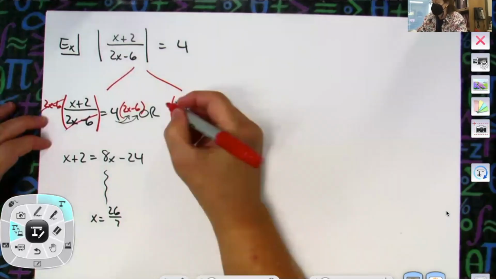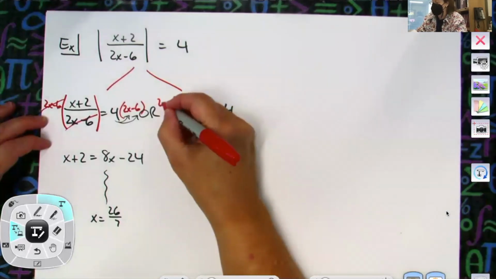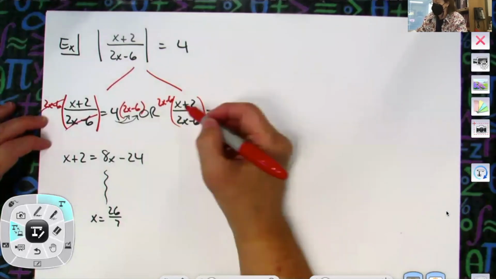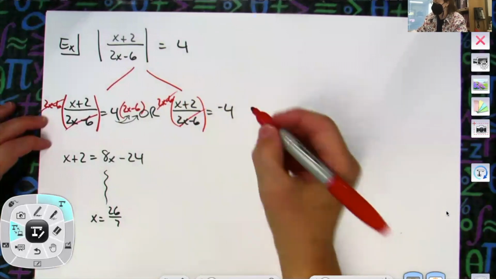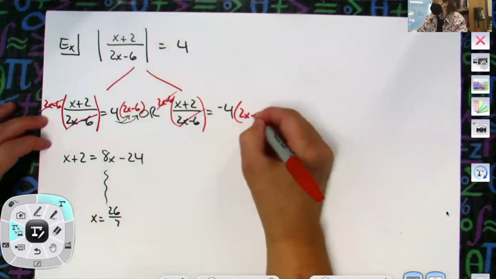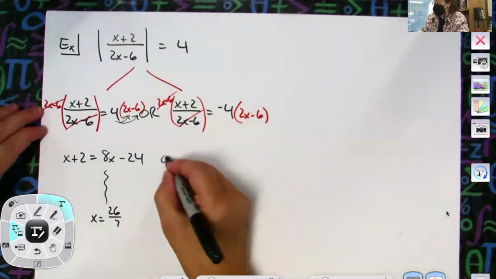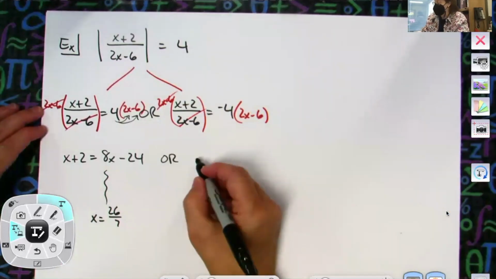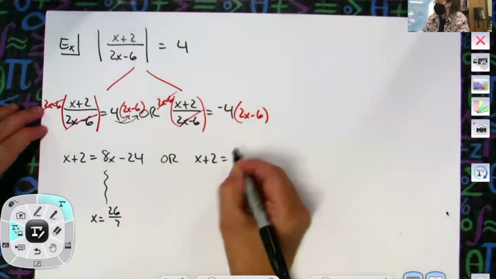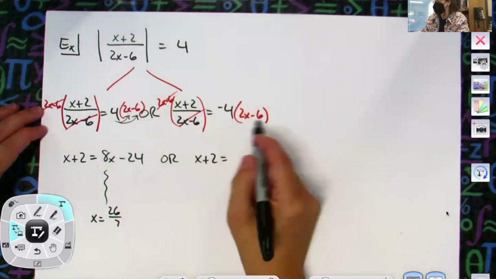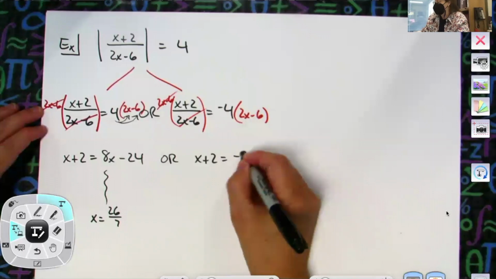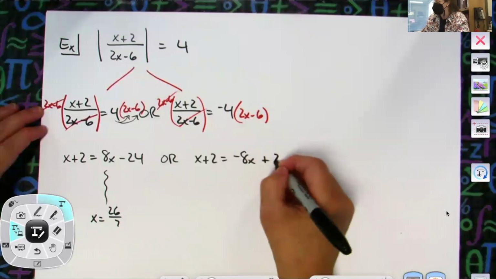Okay, so here again, I'm going to multiply by that 2x minus 6 so that the fraction goes away. I'm going to do it on this side as well, 2x minus 6, and I'm going to do some distributing there. I'm going to go ahead and put that in here because I'm running out of room. x plus 2, and then on the right-hand side, if you can go ahead and distribute that all in the same step, negative 8x plus 24.